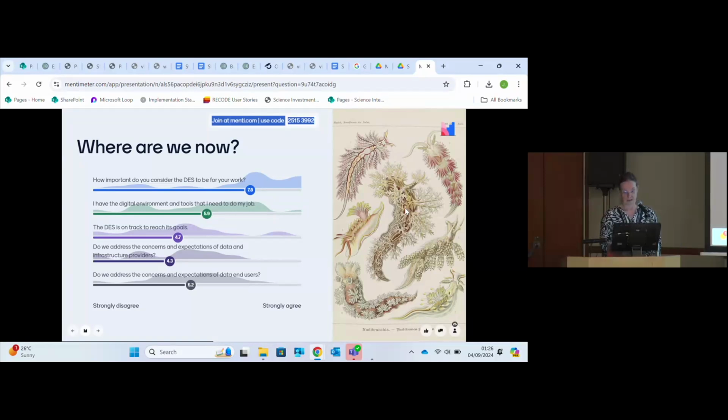The second half of it is, as end user, as data user and tool user, it's still kind of split half-half, but you seem to be more happy about whether we take your concerns and expectations into account. I would be interested, would you provide us feedback on, as a data and infrastructure provider, what could we do better? What is missing for you? What concerns do we not take into account?